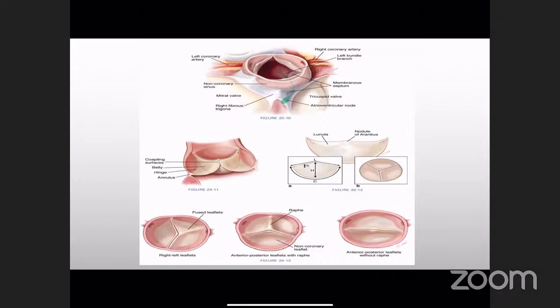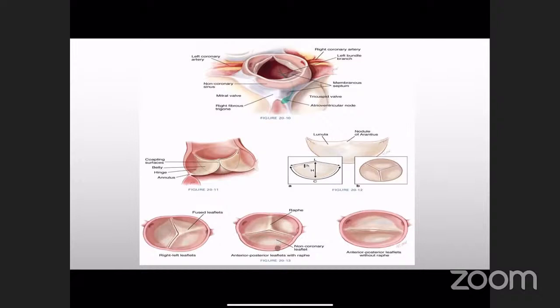left and right side. As we see here, the cusp is divided into four sides. This is the coapting surface, and here in the mid we call it the belly, and here's the hinge and the attachment of the commissures. Each cusp has its annulus. As we see here, these three cusps, the left and right are fused together, fused leaflets, and then the non-coronary is not fused.